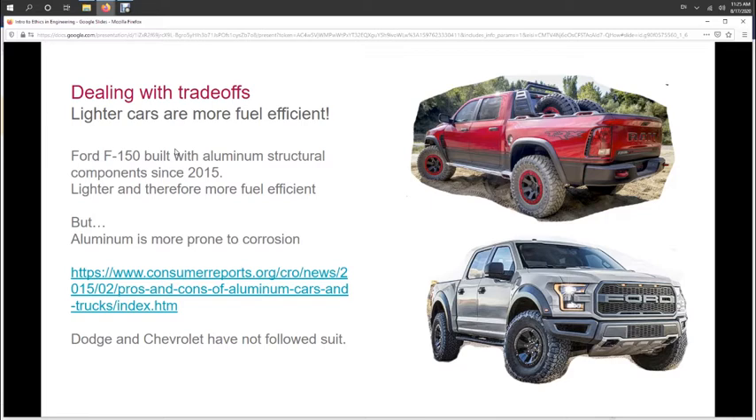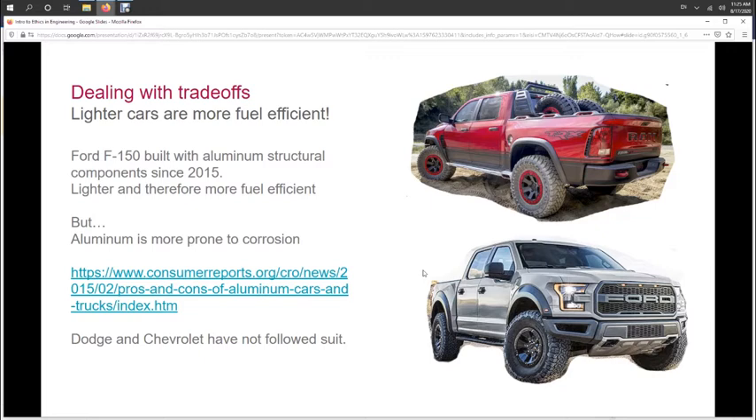Lighter cars are more fuel efficient, so there has long been a trend towards more fuel efficient cars. The government has also imposed emission standards which force manufacturers to innovate to make their cars more fuel efficient. And one example of that is the Ford F-150. This truck here on the bottom is a Ford F-150. It is the best-selling car in America and has been for a number of years.